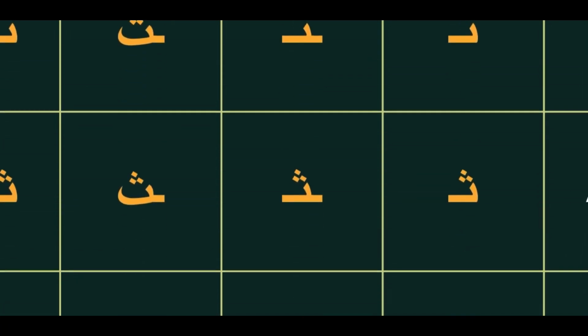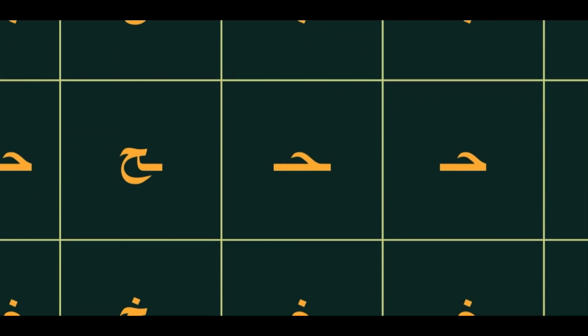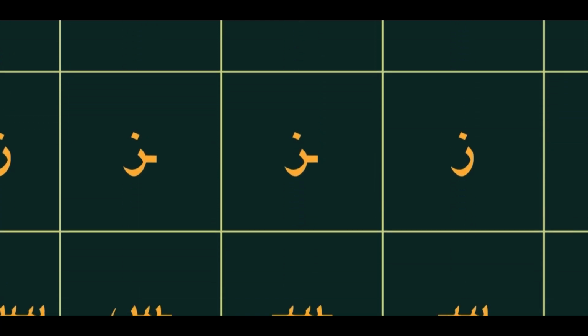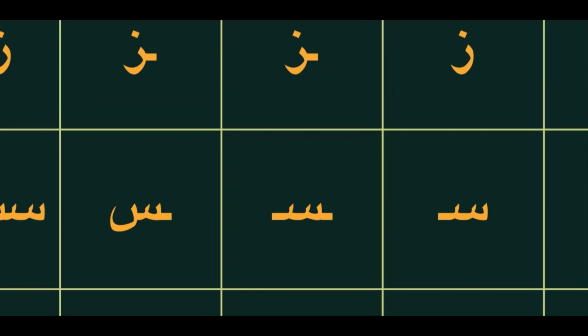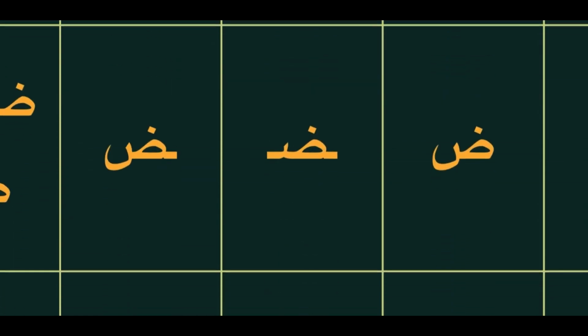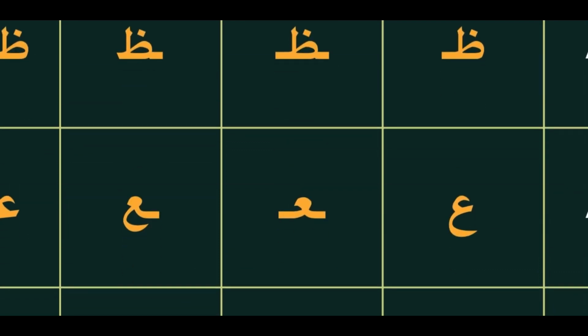Ta, the same thing, as you can see, tha and jim, ha, kha, dal, dhal, ra. You see, ra doesn't connect after, but it connects before, and there's a line that just connects the letter. Za, sin, as you can see, sin has a line that connects towards the letter and also a line that moves away from the letter. Shin, sad, as we mentioned, dad, ta, za, ain.